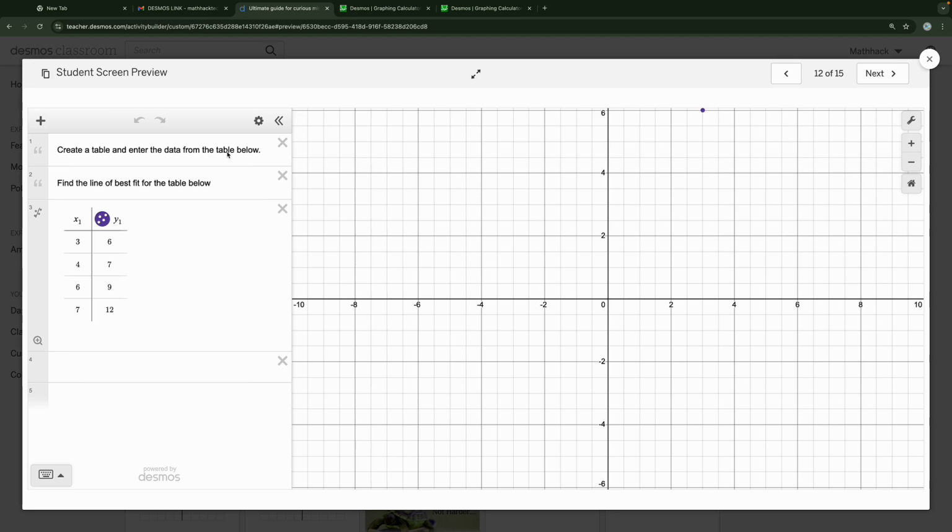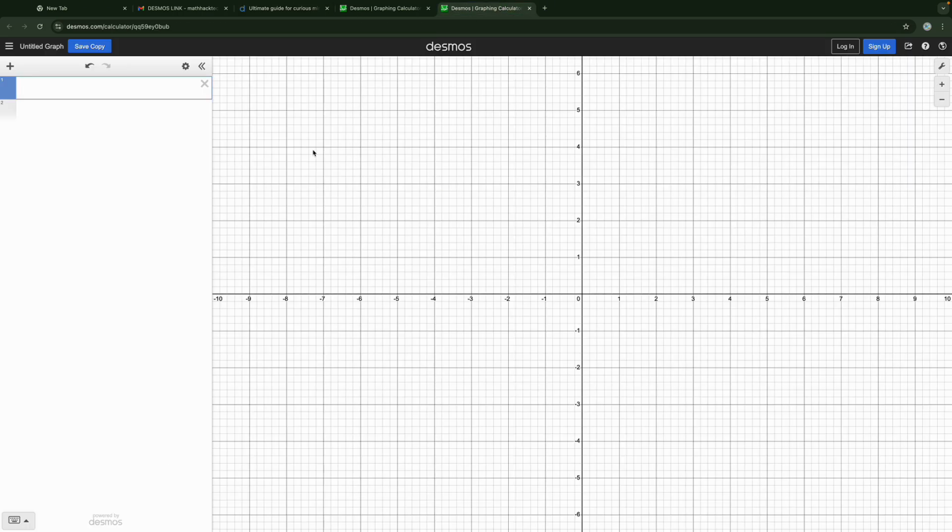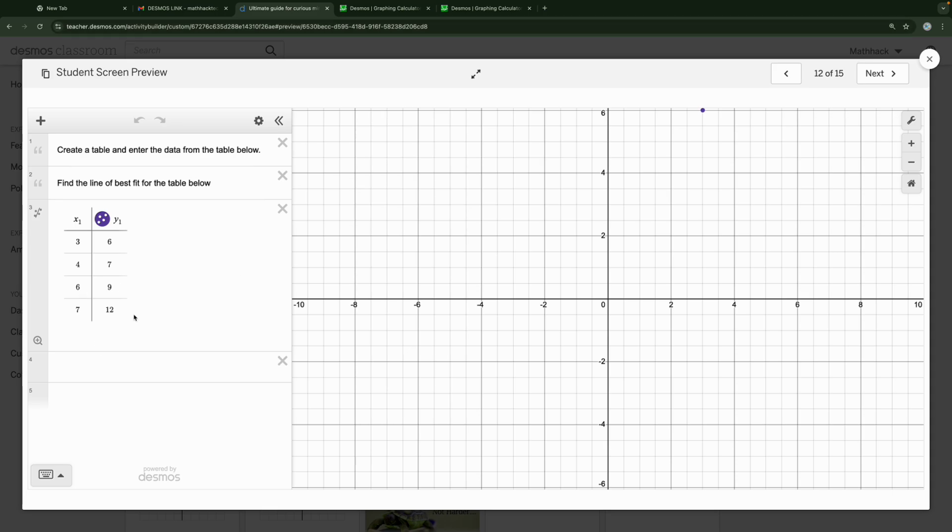So you can create a table by yourself. Go into the Desmos calculator I've shown you, go to the plus sign, click on table, then you can enter the values as you see over here. All right, so you do this the same way as you see it over here.